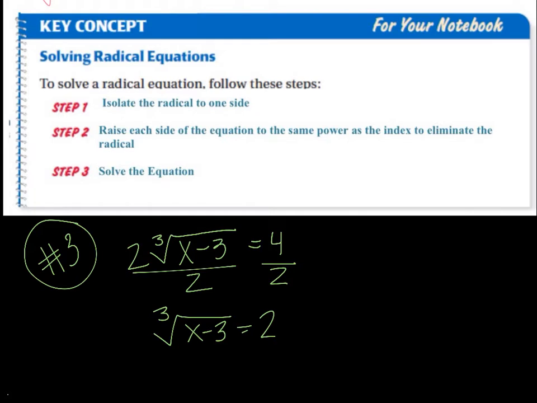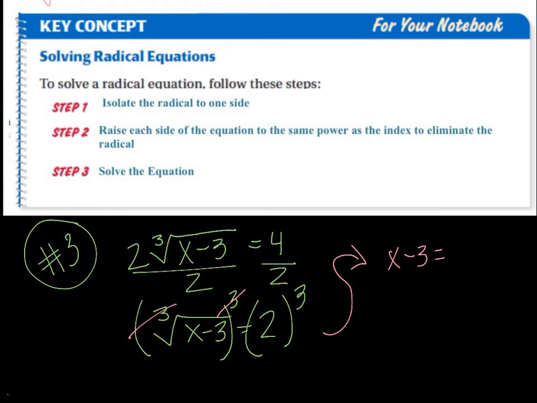So now that we have done that, we need to raise each side of the equation to the same power that the index is. So if the index is 3, we need to raise our equation to the third power. What happens is that index of 3 and that power of 3 cancel, and you're left with just x minus 3 equals whatever 2 cubed is, which is 8. So now you know what to do. If you're trying to solve for x, you just need to add 3.